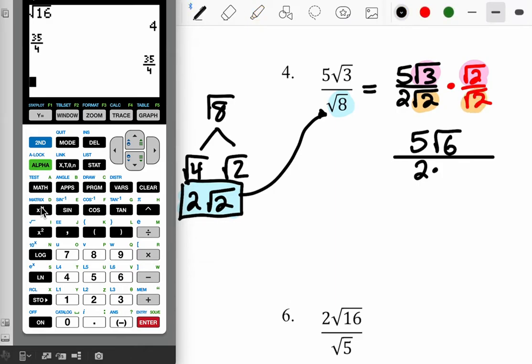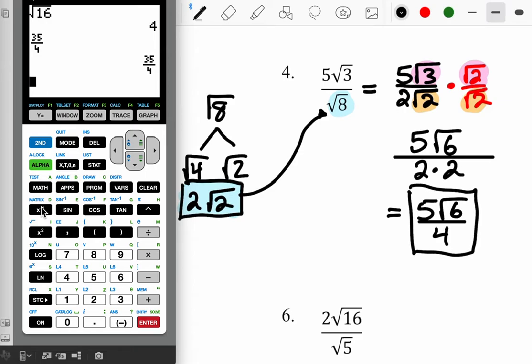Radical 2 times radical 2 is radical 4. The square root of 4 is 2. So that's going to give me 5 radical 6 up top and 4 on the bottom. Since you can't simplify the radical 6 any further, that would be our final answer.